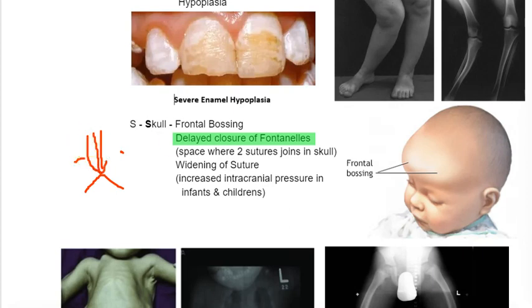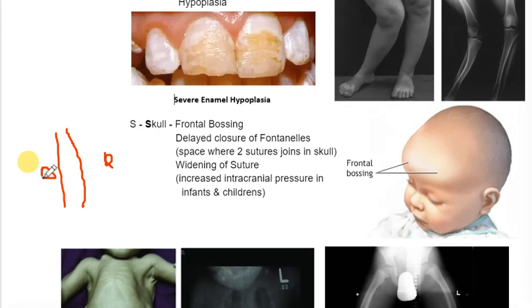And then we have the widening of sutures. As we already know, this is a suture, and this suture will be widened between two bones. Here we have one bone, here we have one bone, so the space here will be widened. Why will it be widened? Due to increased intracranial pressure in infants and children.